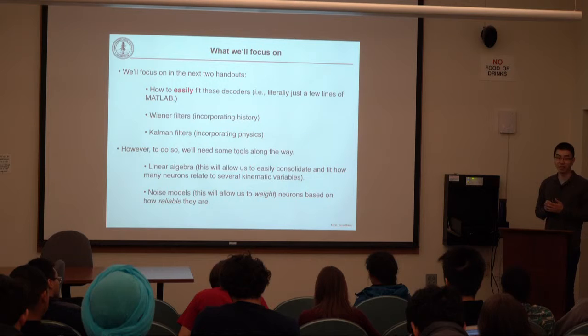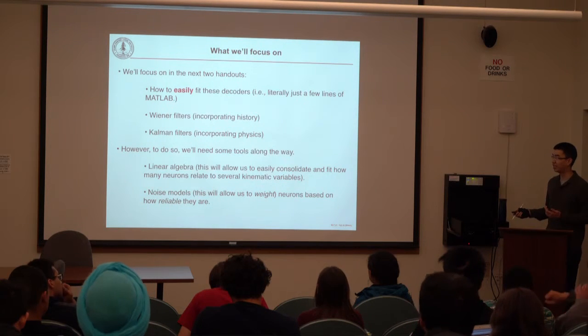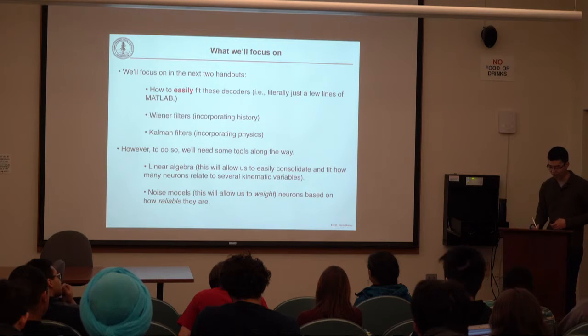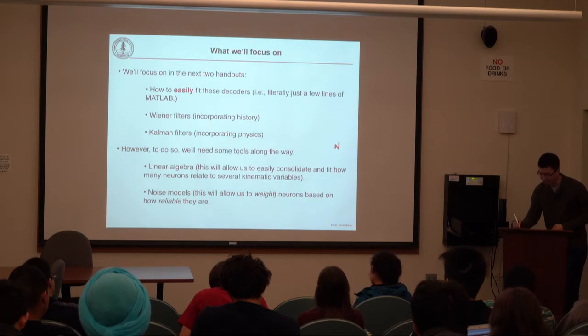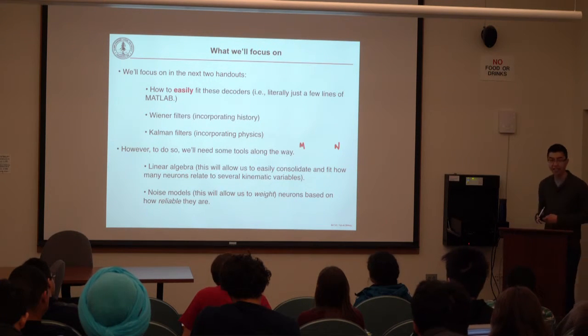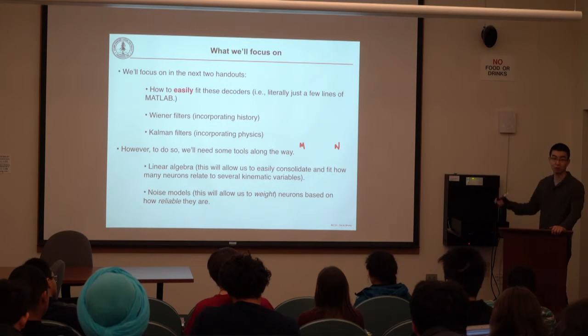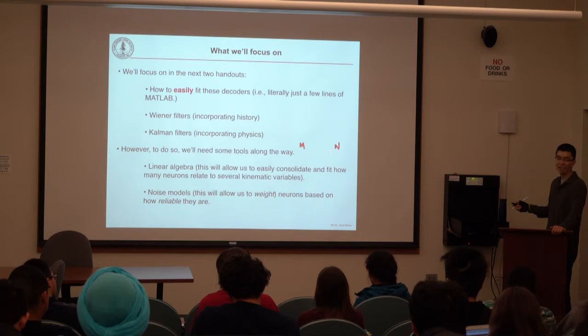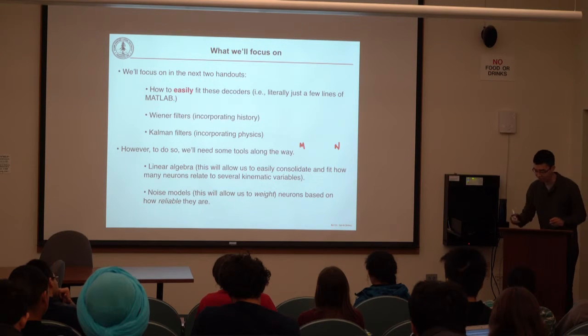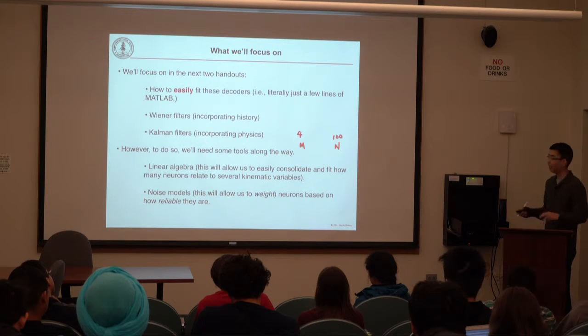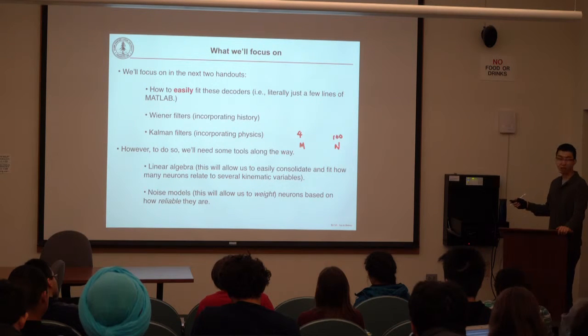Because it gives us a very easy way to consolidate and fit how many neurons relate to several kinematic variables. So if we had n neurons and m kinematics, the m kinematics could be x and y position, x and y velocity. And we had n neurons, let's call it 100 neurons. So 100 neurons and 4 kinematic variables. This is 400 equations that relate each of the neurons to one of the kinematics.